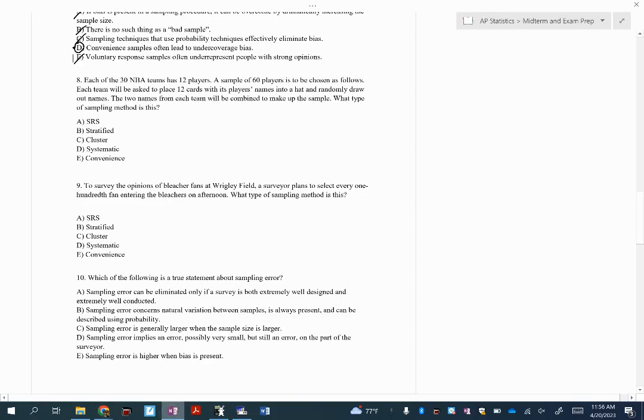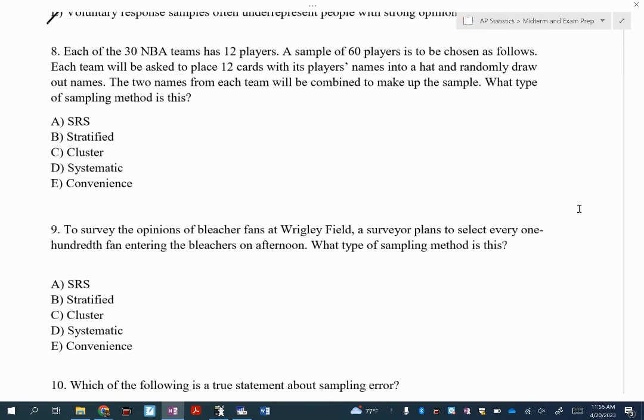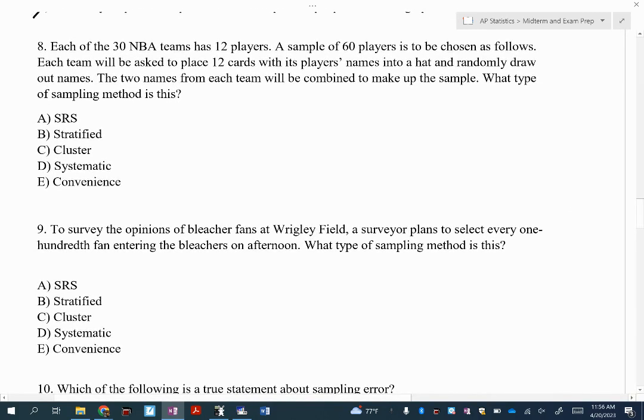All right, so we're going to pick it back up with number 8. So let's look at number 8. Oh, look at that. 30 NBA teams. Would have helped to read this one first. Okay. Each team has 12 players. A sample of 60 players is to be chosen as follows.